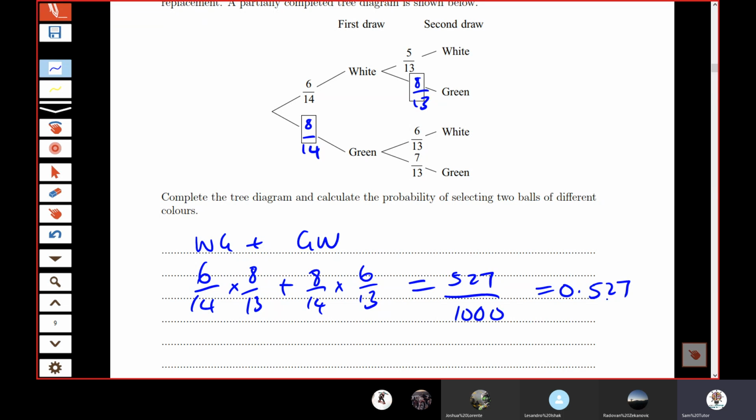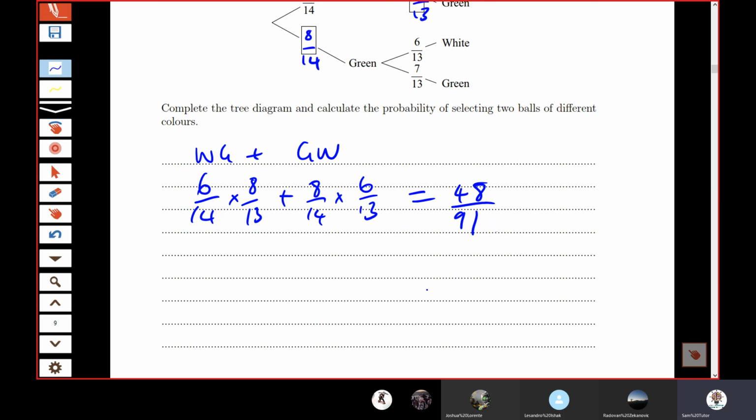48 and 91. Is that the simplified answer? No, no. Is that the actual answer? So how come you got 527 over 1000? Because that's 0.527. Okay. Tell me, what's the final answer? 48 on 91. Thank you. Can't round. That was even worse, because then he rounded and then you rounded again. Oh, that's just a big mess. Don't do that. All right, all good.